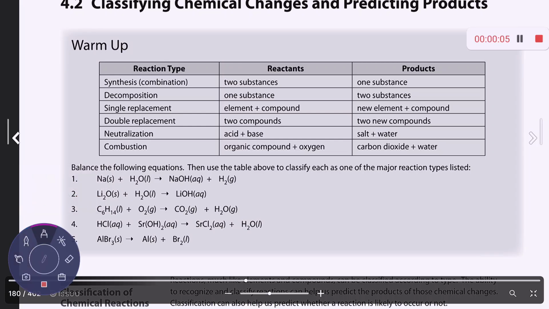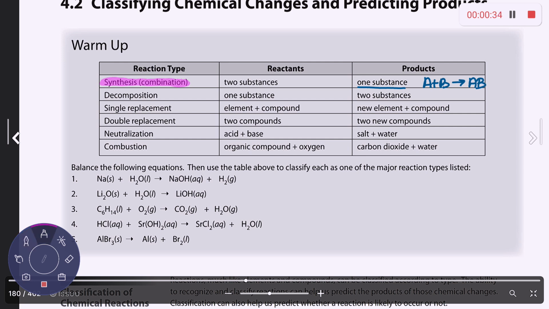Okay, so section 4.2 is all about the different types of chemical reactions, and the warm-up does a really good job of outlining them. So the first type of reaction is called a synthesis reaction. These are also known as combination reactions, and generally speaking, you are combining multiple things together to make one product. So that's why it typically looks like A combines with B to make product AB.